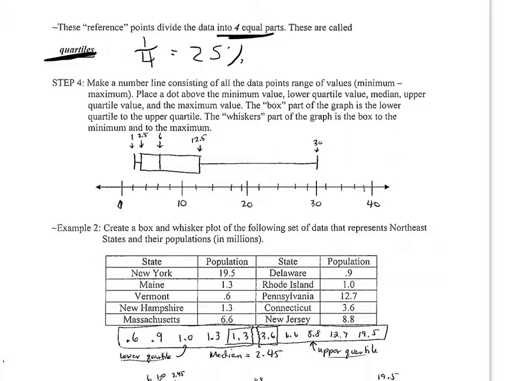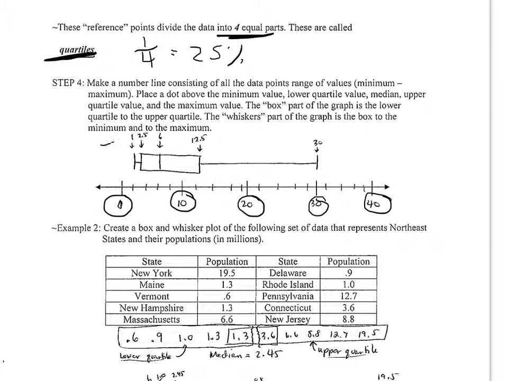So what I do next is I make a number line that contains all my data points, including the minimum to the maximum. And I use a scale that's consistent. So I went from 0 to 10 to 20 to 30 to 40. So what I did next is I plotted those 5 points.